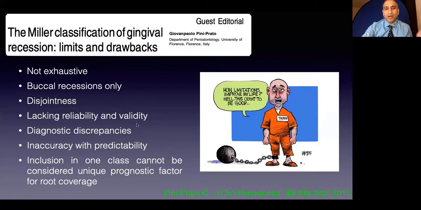But there are a number of drawbacks to this classification, as highlighted by Pini Prado in this excellent editorial, Journal of Clinical Periodontology in 2011. The Miller classification is essentially one man's classification. There's really no reliability and validity to it. We're essentially using Miller's own experience, and he's a very talented surgeon. We're using his own experience and prognosticating for our own patients. There was no real scientific testing of Miller's classification except for in the paper that Miller published.